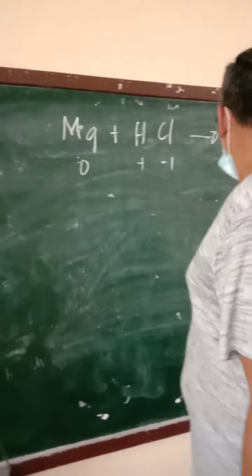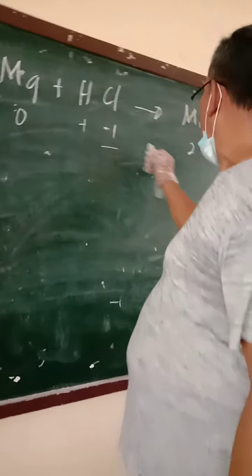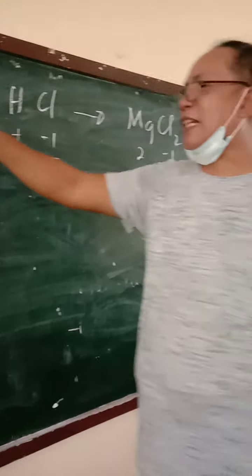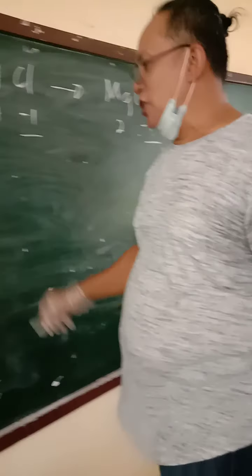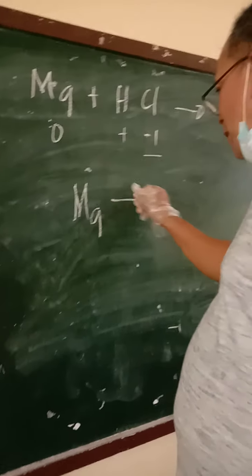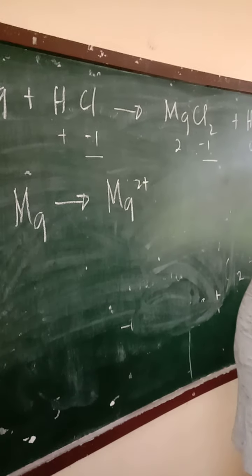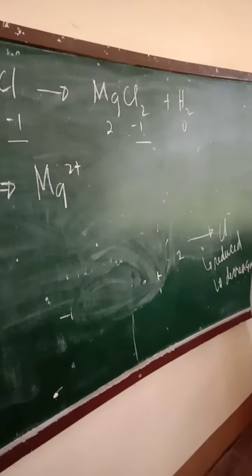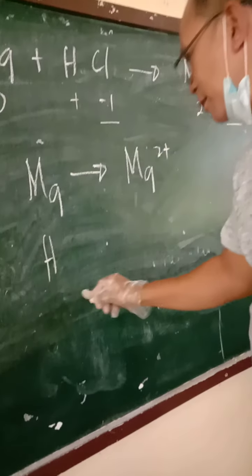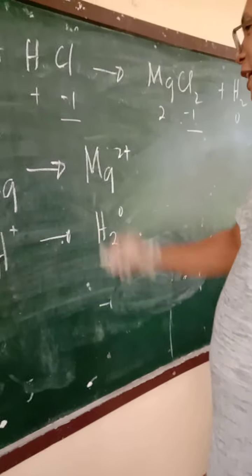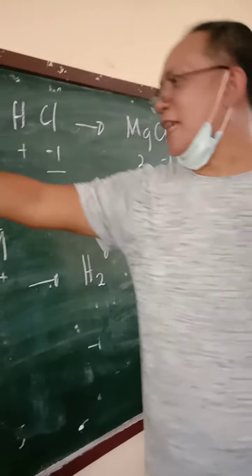For magnesium, do you think we are going to consider the chlorine? Chlorine is -1 and likewise here -1. So we do not consider it. What we consider is magnesium and hydrogen. In the case of magnesium, from 0 it became +2. And in the case of hydrogen, from +1 it became 0. Okay, that's it. This is the first step, assigning the oxidation number.